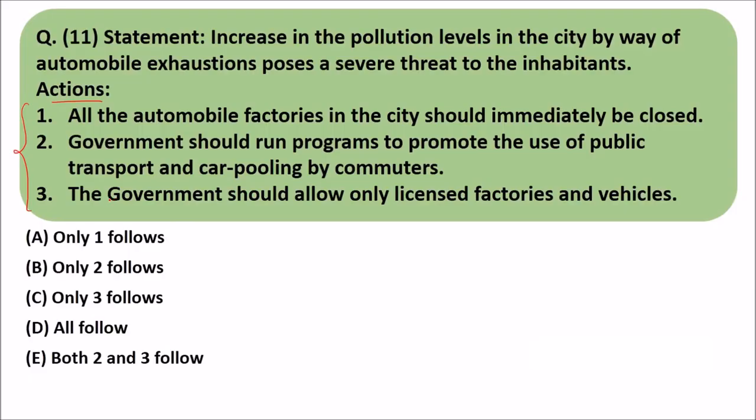Okay. Now, you will be tempted to mark D, all follow, as the answer. But please pay attention over here, the third one. The government should allow only licensed factories and vehicles. This is a very, very correct and apt solution. So we should follow this solution. Okay. Now second one, let us see what it is. Government should run programs to promote the use of public transport and carpooling by commuters. This is also a very, very good solution. Okay. And this should also be done. So this is there.